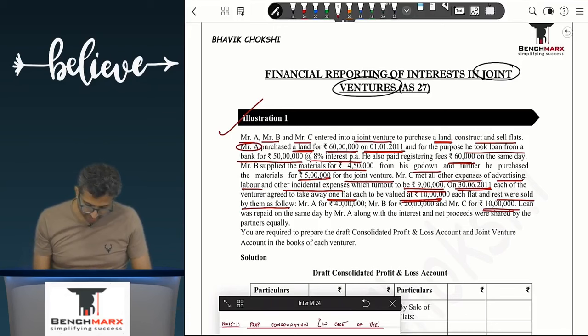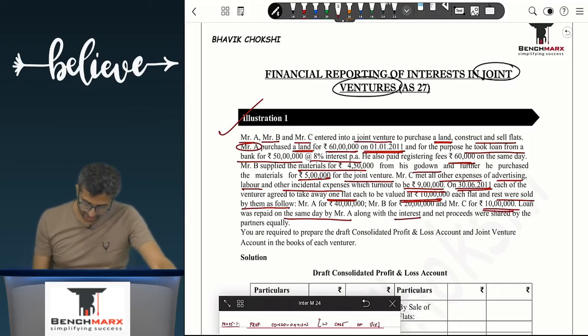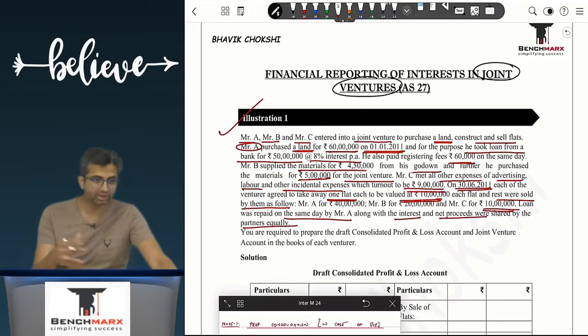The loan was repaid on the same day by Mr. A, that is 6 months later. So interest will be for 6 months: 50 lakhs into 8%, that is 4 lakhs, into 6 by 12, so probably 2 lakhs of interest. Along with interest, the net proceeds were shared by the partners equally. So whatever is the net profit will be shared equally.